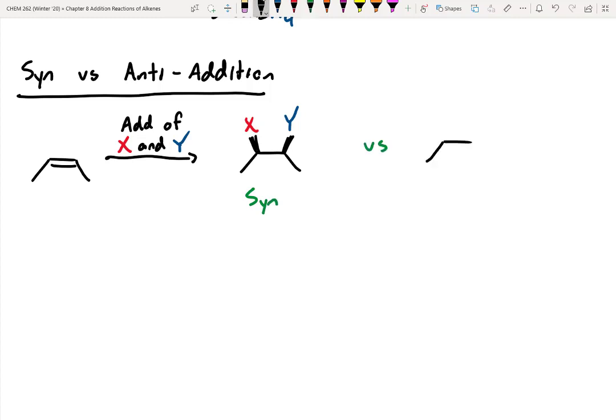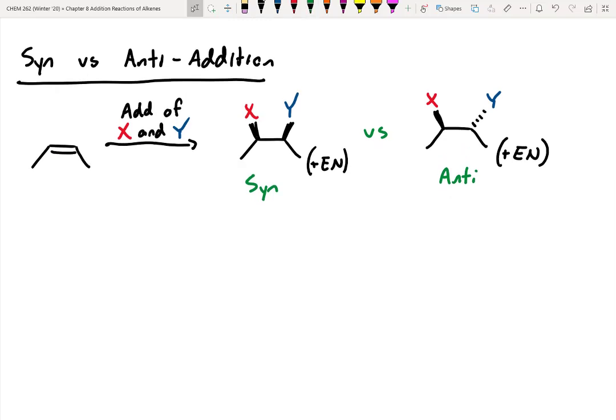And then we'll compare this to anti-addition, where we've got X and Y on different faces. We do have to worry about enantiomers with these, so I'm just going to write plus EN down here. But it is important to remember the stereochemistry that's going on, right?